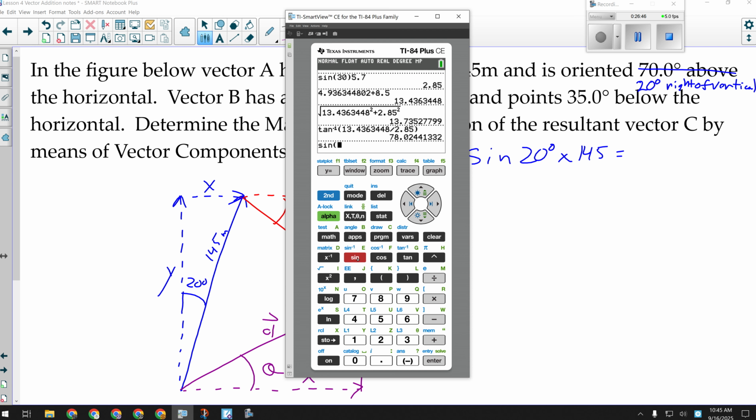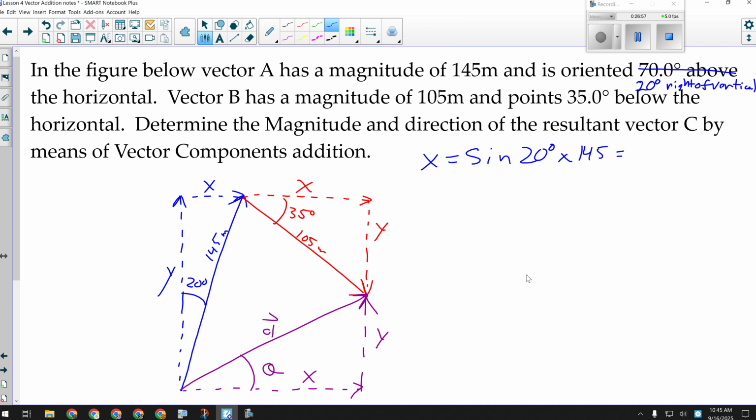Sine 20, close the bracket, 145. We're looking at 49.593. I'm going to keep all those decimals. I'm just going to write 49.593 meters, and that is up. Because that's what I have here, right? It's basically up and over.